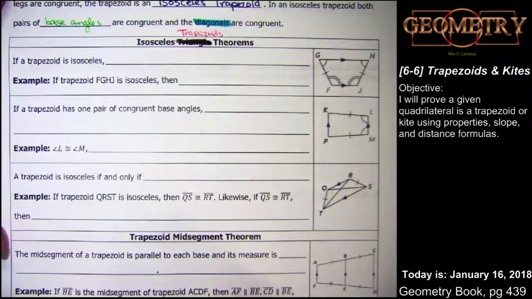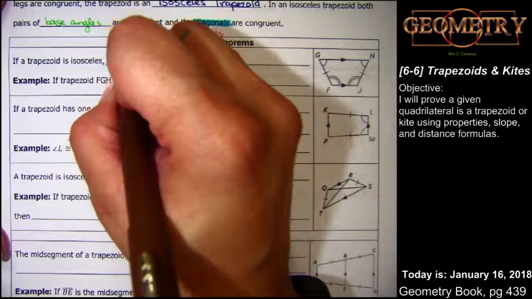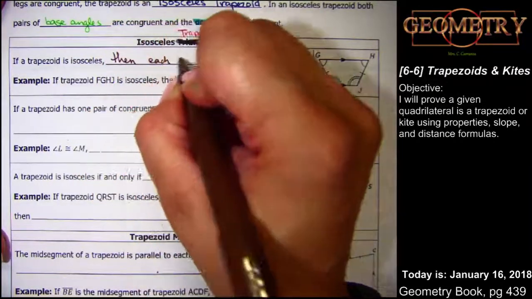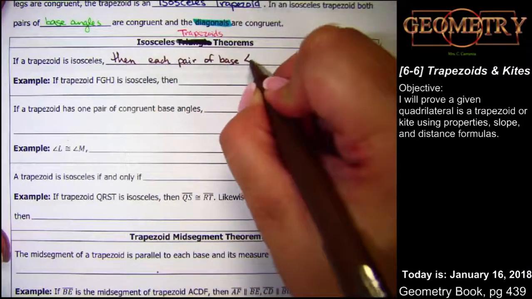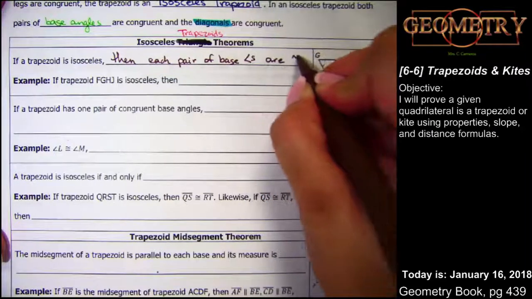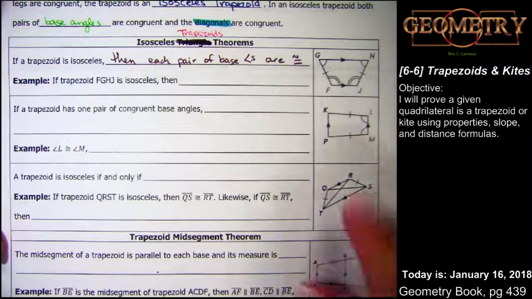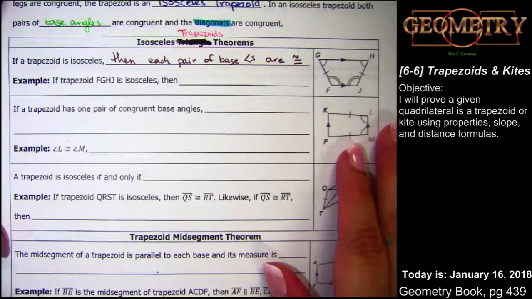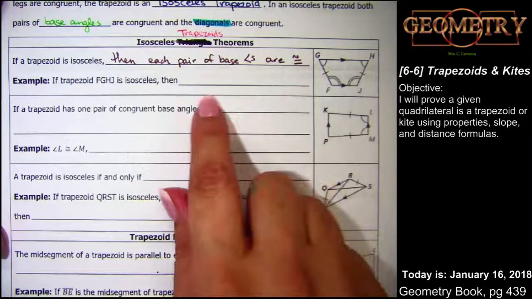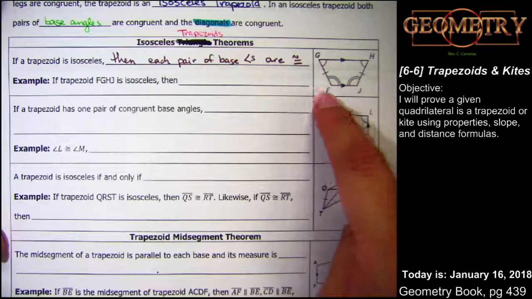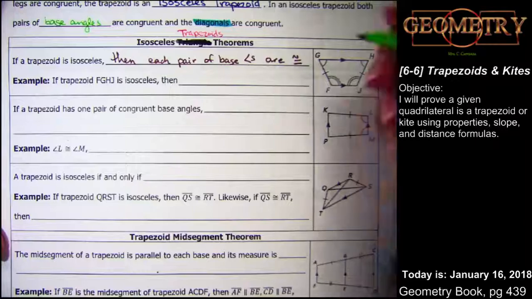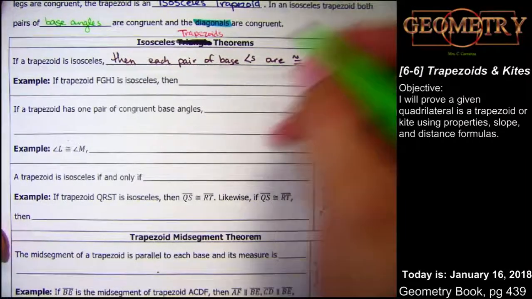If a trapezoid is isosceles, then each pair of base angles are congruent. I'm totally abbreviating because I don't have enough space. We're going to write the answer to this example. All right, so in this trapezoid FGHJ, these angles are going to be congruent.